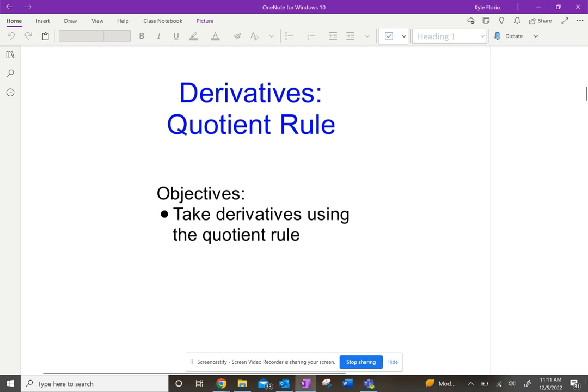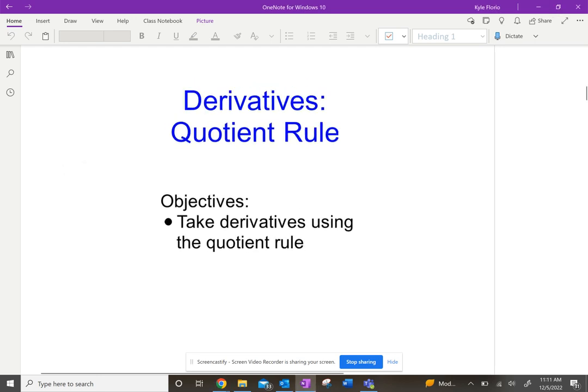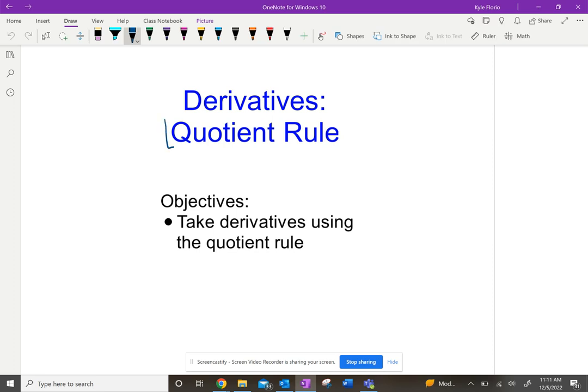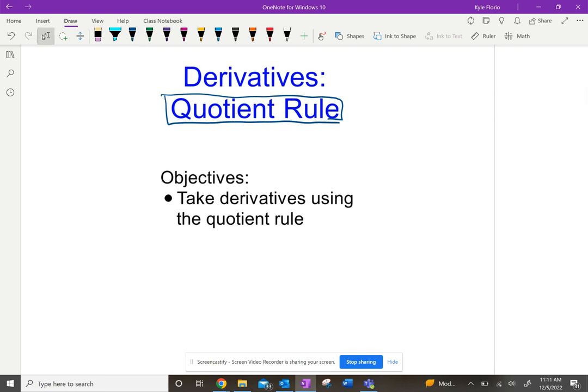Good morning, calculus class. The notes that we're taking today are on something called the quotient rule. So you've heard of the product rule. If I'm multiplying a product, there's a way of doing that. And today, if you have a quotient, it's going to be a little bit different.